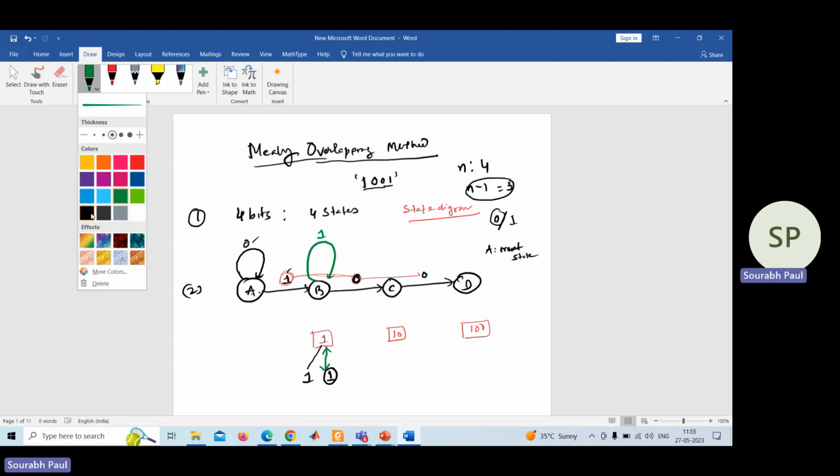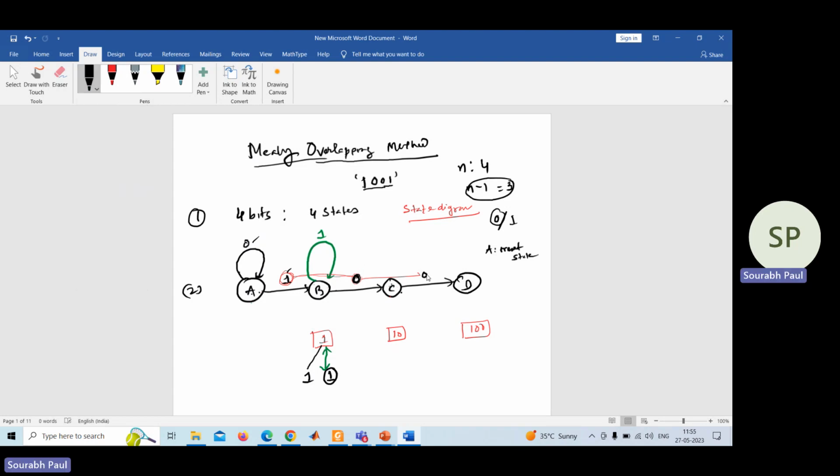Come to state number C. So for C, we have already considered 0. What is still left? 1 is still left. Okay. So for 1, we need to find out which state we need to go to. Now how to do this process? In the square box, whatever is written, you just copy and paste here, the same thing we have followed in the previous state. This 1 0 I have copied and pasted here.